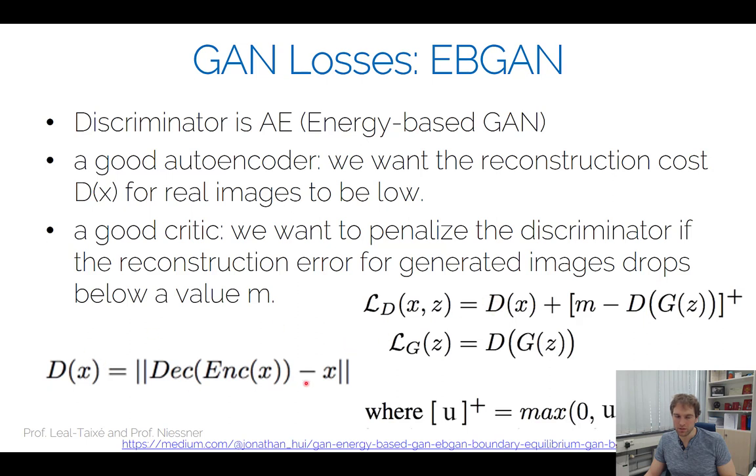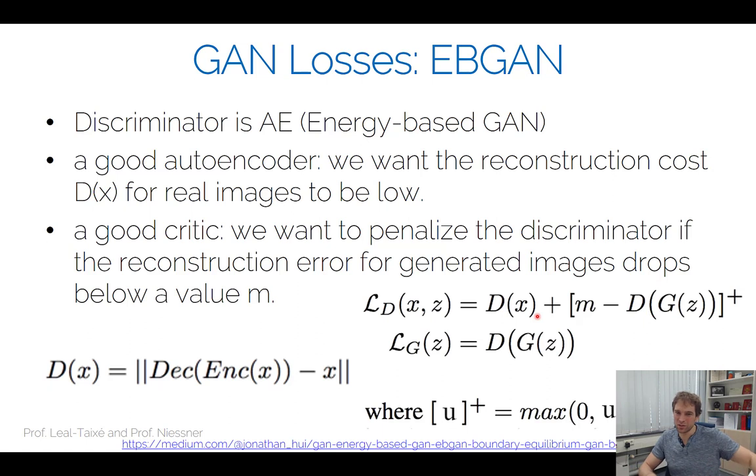That's this part, the first part of the loss function. And now I'm going to penalize the discriminator if the reconstruction error for a generated image drops below a certain value. So I'm just going to penalize it and say, well, okay, look, I want to drive you apart. You were a fake image, you should not be well reconstructed. But I'm only going to do this up to a value m. That's kind of what the EBGAN is doing, right? And I'm going to train these two jointly, and hopefully I will drive these two apart.